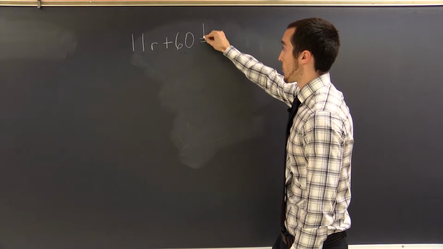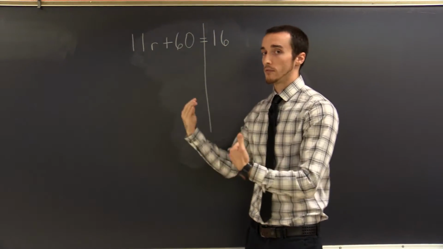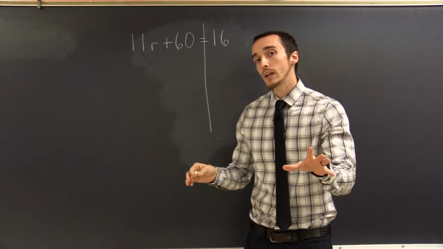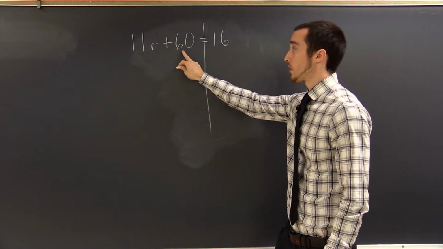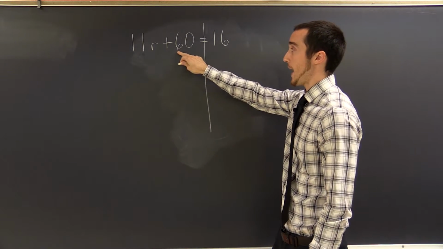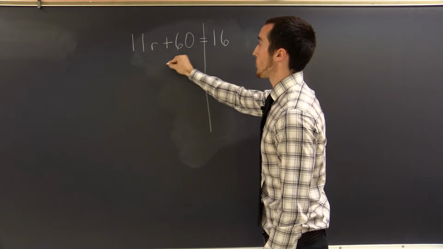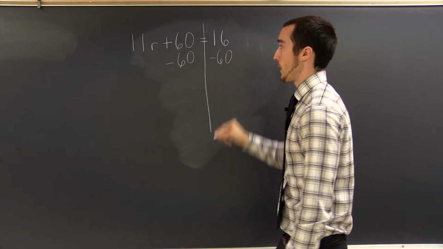First of all, I'm going to draw my line right through the equal sign just to help me remember that whatever I do on the left, I have to do on the right. And I said that I want to get rid of my constants first. In this example, 60 is a constant, so I'm going to use inverse operations. The opposite of add is subtract. And so I'm going to subtract 60 from both sides of my equal sign.